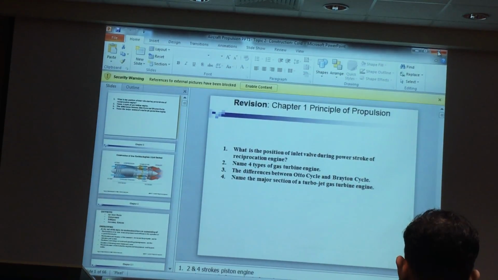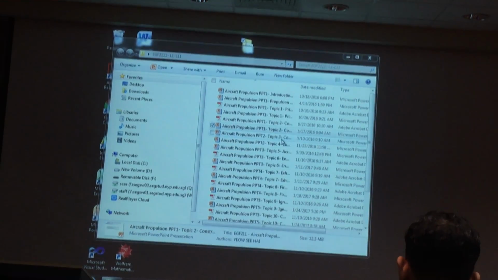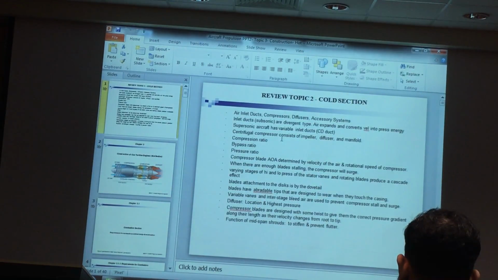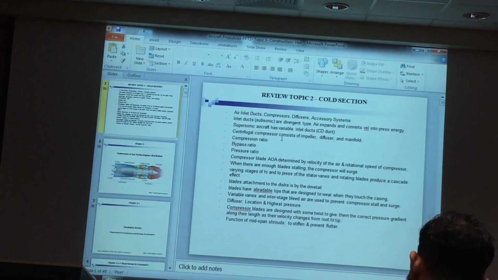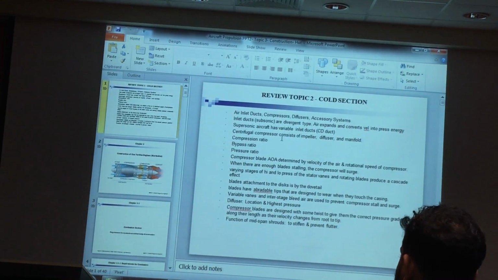Think of it like owning shares in a company. Cold section: you only have intake, compressor, diffuser, so you own one out of 100. Where are the accessories mounted? Accessory gearbox, and on a turboprop the reduction gearbox, is always mounted below.